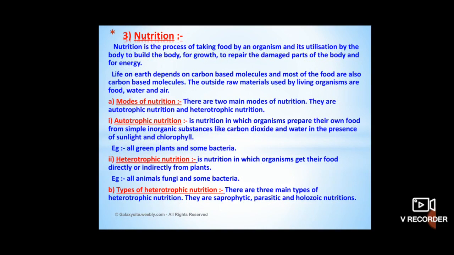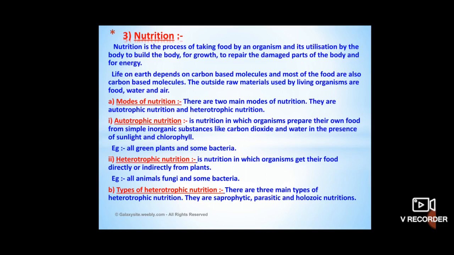So let us discuss the first one, nutrition. Dear children, we already know the meaning of nutrition. Nutrition is the process of taking food by an organism, which is utilized by the body for growth and development, to repair damaged parts of the body, and for various metabolic activities. Here we identify two types of nutrition. The first one is autotrophic nutrition and the second is heterotrophic nutrition.